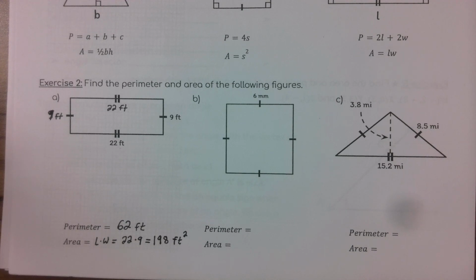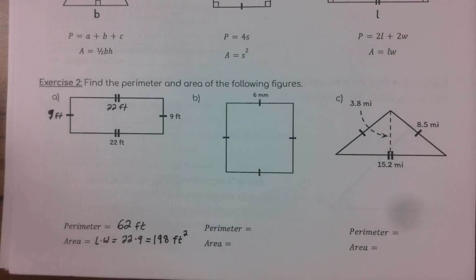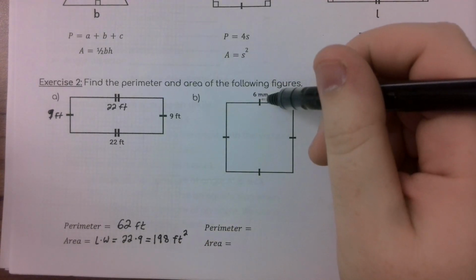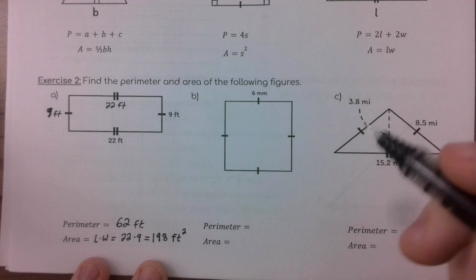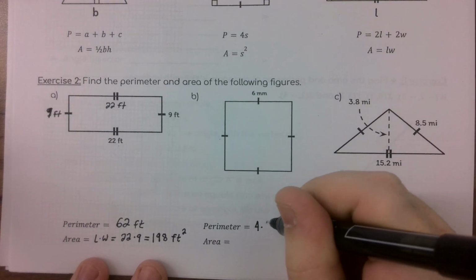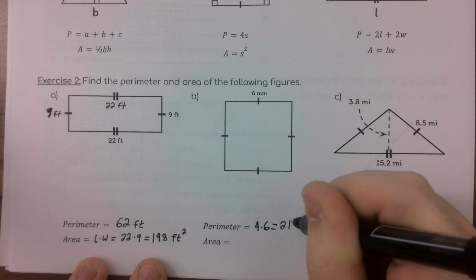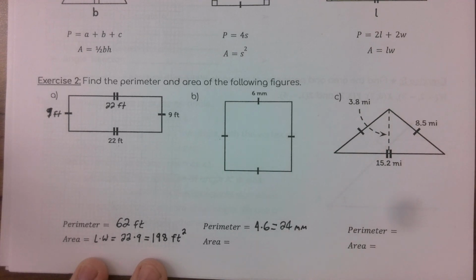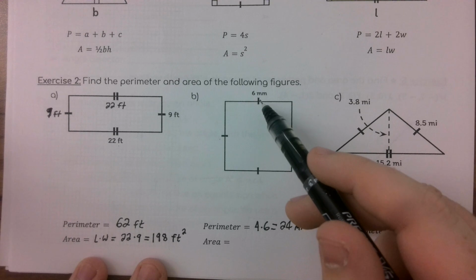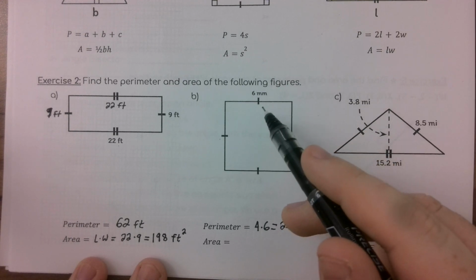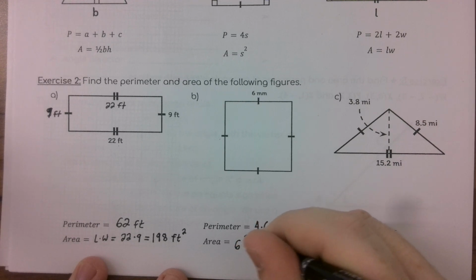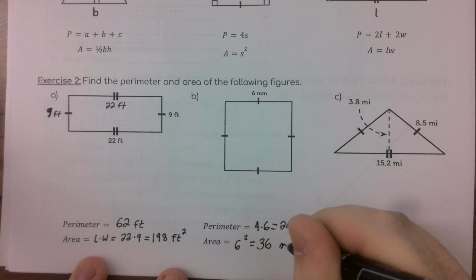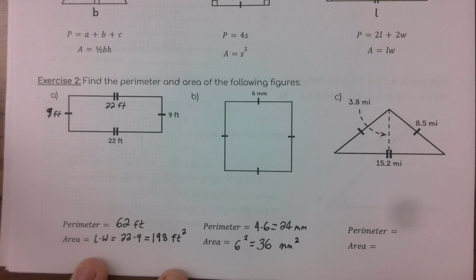Hopefully you've had a chance to give this one a shot. So with B, one of the sides is 6 millimeters, but since all the sides are congruent, we know this is a square. So the perimeter is just 4 times 6, or 24 millimeters. The area, meanwhile, is going to be one of our sides squared. That's what the formula tells us. So 6 times 6, or 6 squared, gives us 36 millimeters squared.